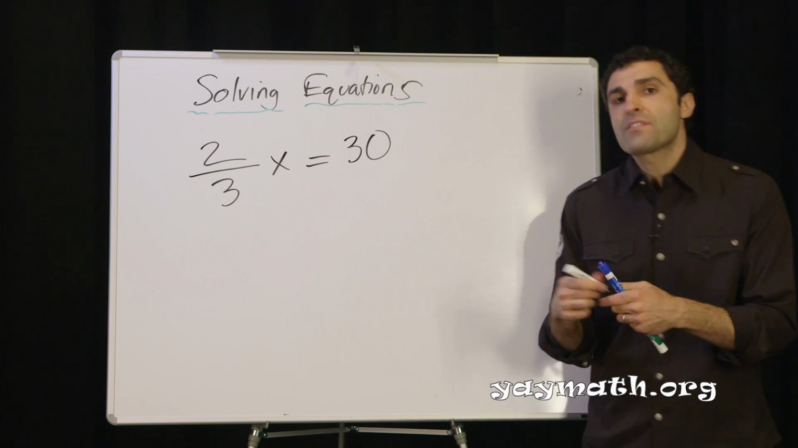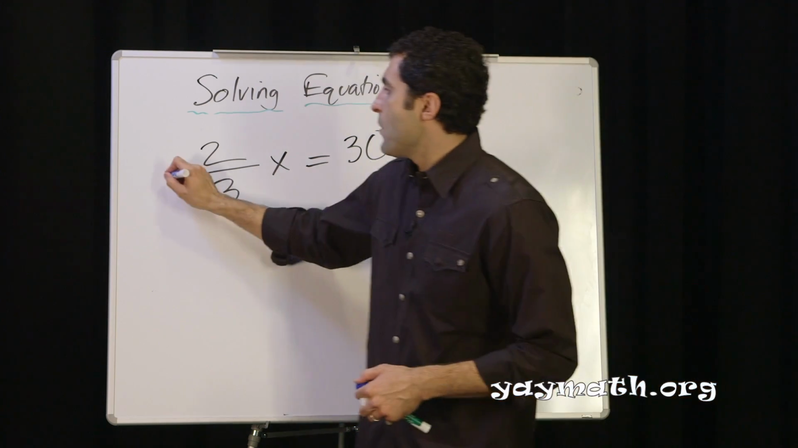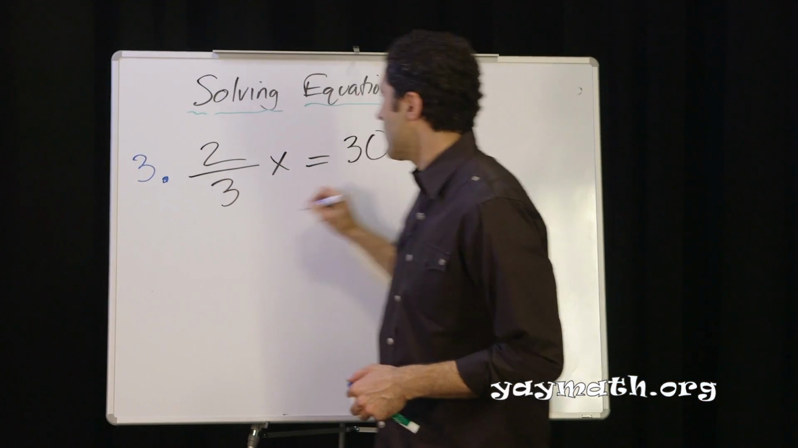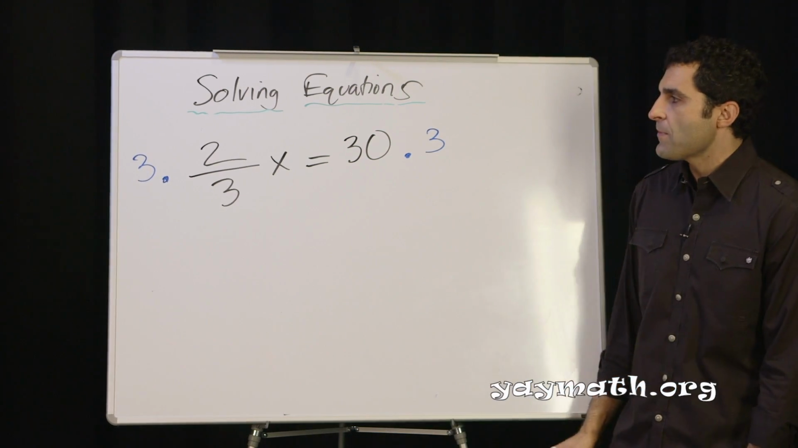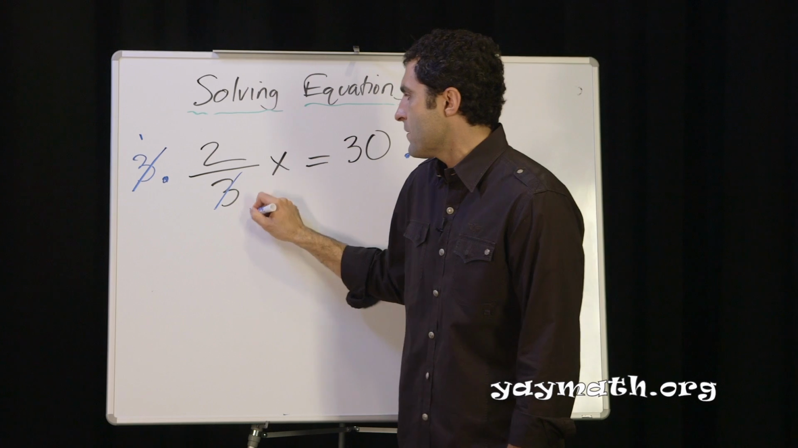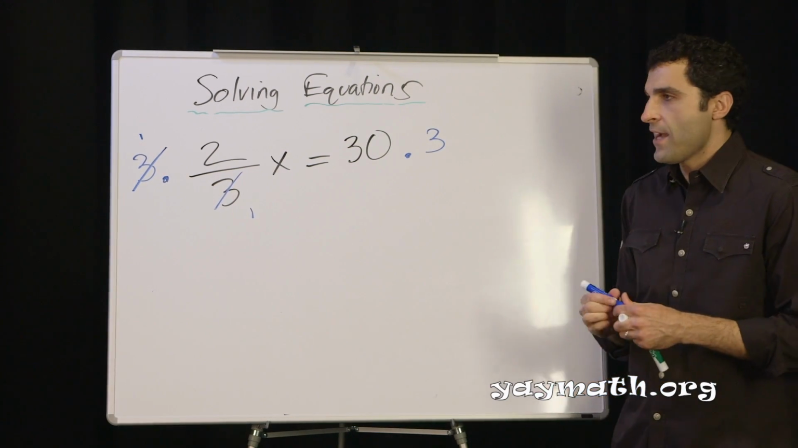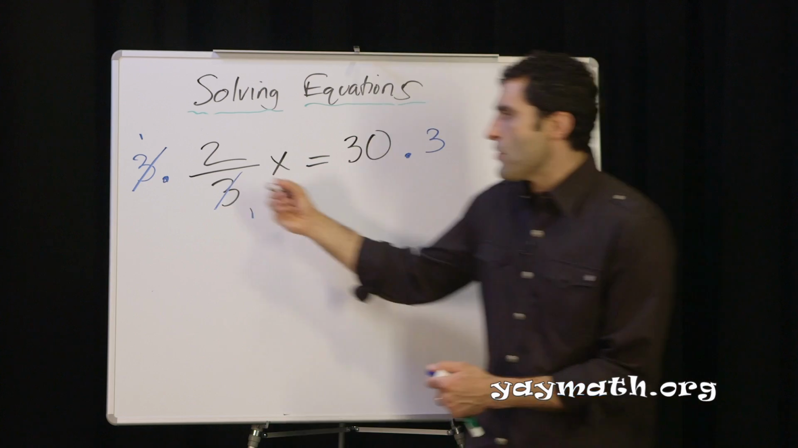Or you could do stuff to both sides if you don't see that right away. What if I multiply both sides by 3? I'm allowed to do that, right? I'm allowed to do that. If I multiply both sides by 3, 3 divided by 3 is 1. I'm allowed to do that. And I know this is 90. What if I were to divide both sides by 2?